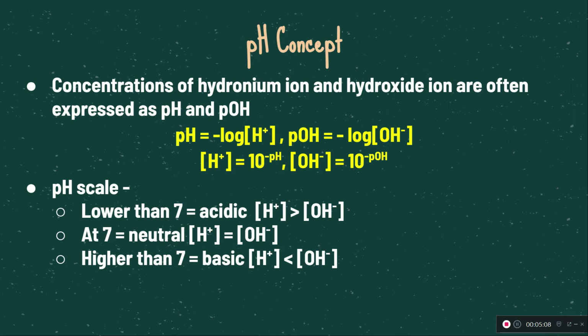Now, when we look at a pH scale, again at 25 degrees Celsius, anything lower than 7 is considered acidic, which means that my hydronium ion concentration is greater than that of my hydroxide ion concentration. If my pH is higher than 7, it is considered basic, because my hydroxide ion concentration is greater than that of my hydronium ion concentration. And at a pH of 7, we consider it neutral, because hydroxide ion concentration is equal to hydronium ion concentration. Now, again, this is only at 25 degrees Celsius, and we're going to talk about why here in just a moment.